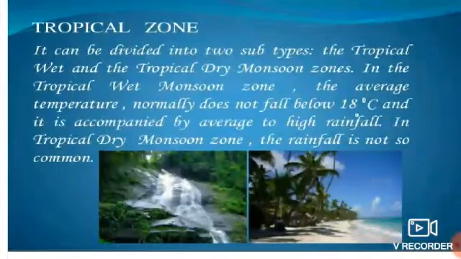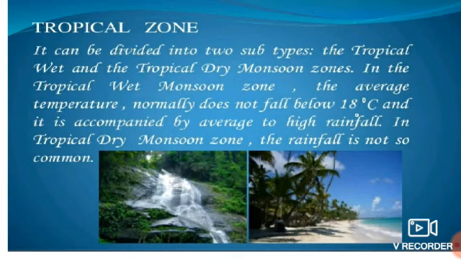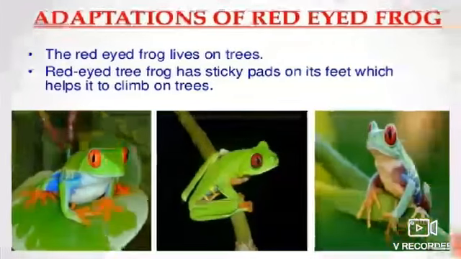Tropical zone. It can be divided into two subtypes, the tropical wet and the tropical dry monsoon zones. In the tropical wet monsoon zone, the average temperature normally does not fall below 18 degrees Celsius and it is accompanied by average to high rainfall. In the tropical dry monsoon zone, rainfall is not so common.